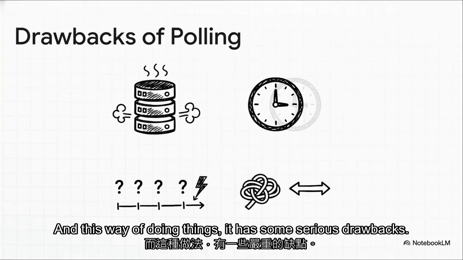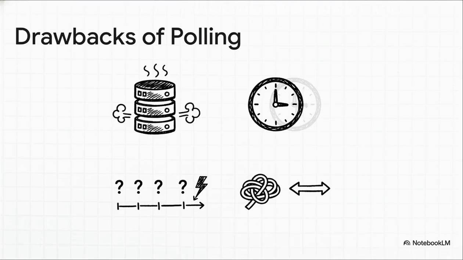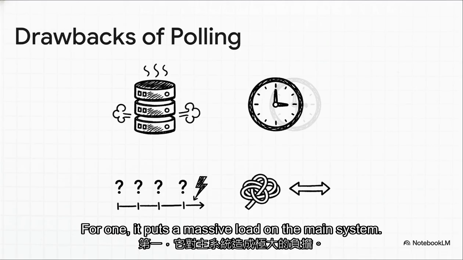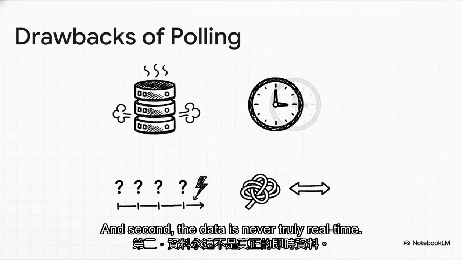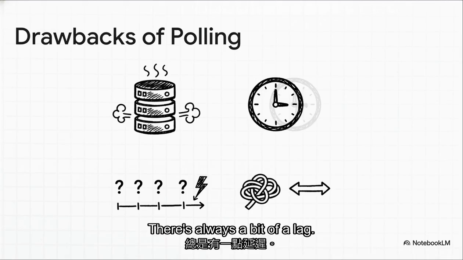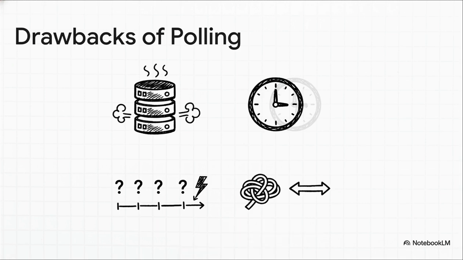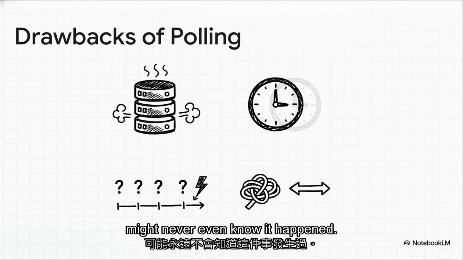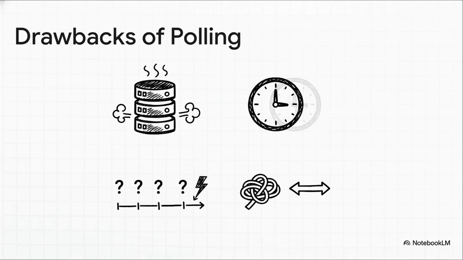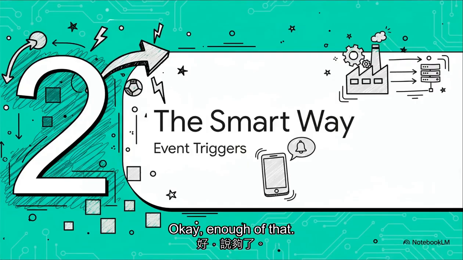And this way of doing things, it has some serious drawbacks. For one, it puts a massive load on the main system. It's just always busy. And second, the data is never truly real-time. There's always a bit of a lag. But here's the biggest problem. You can miss stuff. If a machine throws an error for just a fraction of a second right between the polls, the system might never even know it happened. It's gone forever.